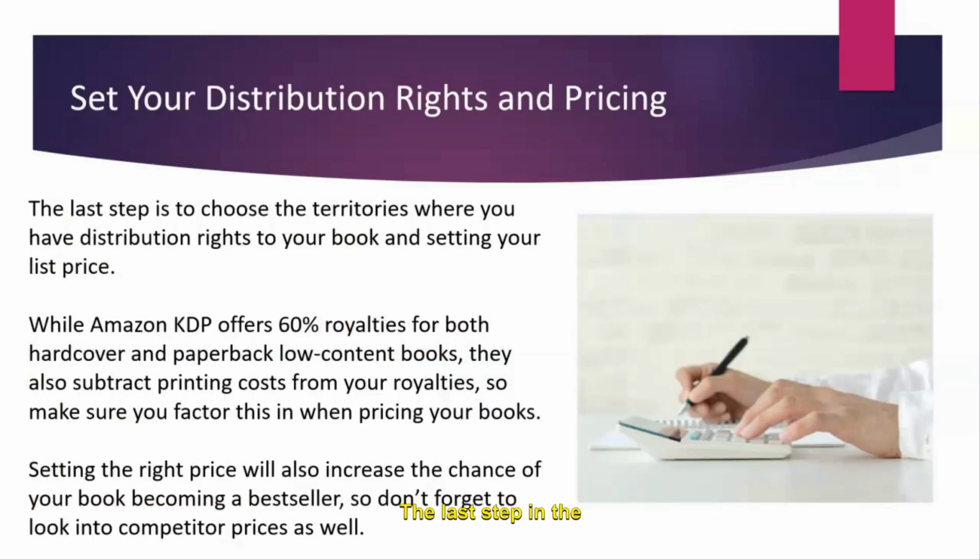The last step in the publishing process with Amazon KDP is to set your distribution rights and pricing. You get to decide where your book is going to be sold and how much it's going to be sold for. Remember, Amazon KDP gives 60% royalties for hardcover and paperback, but they subtract printing costs from that. So you'll want to factor all that together when deciding how to price your book.